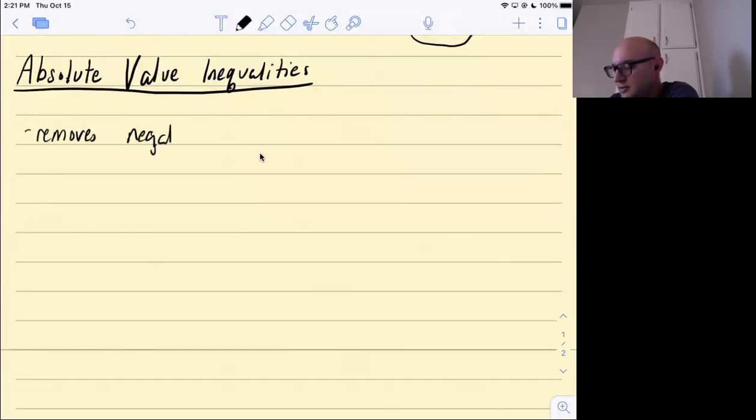Removes negatives. Or Hannah suggests a good idea, outputs can't be negative. So you plug in any number and it just makes sure that it's not negative. If it's negative, it makes it positive.